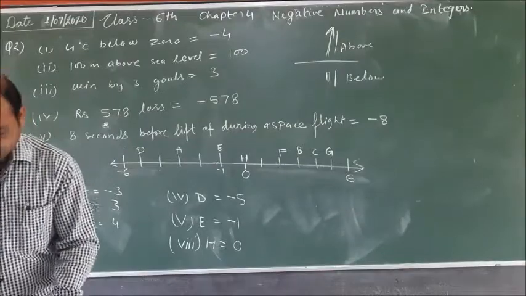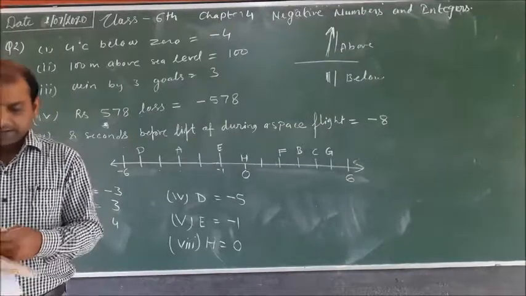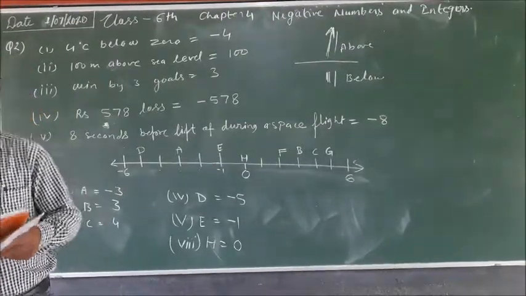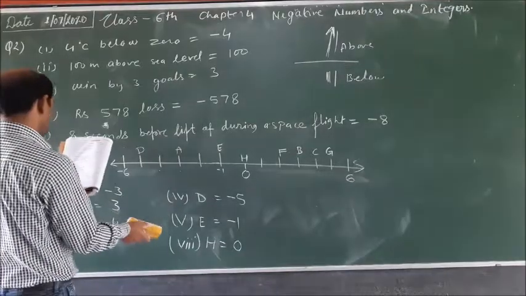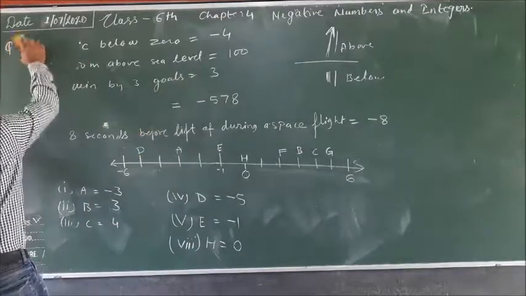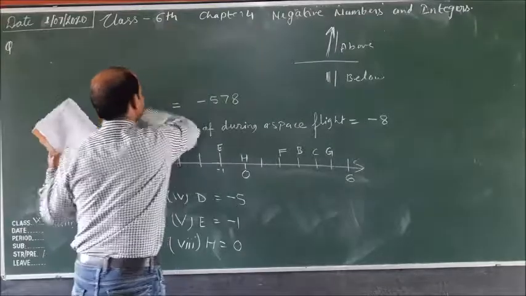E is at minus 1 and H is 0. Okay. Now the question number 4. Write the opposite integers. Write the opposite of each integer.